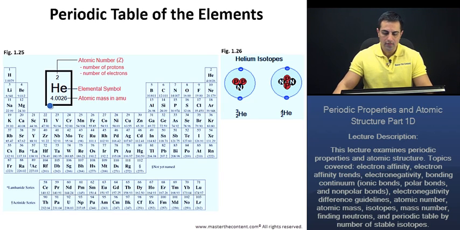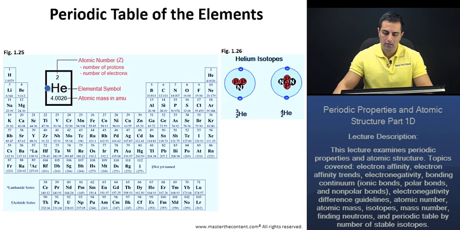Great. Let's begin by taking a look first at figure 1.25. Now, as we see here, elements on the periodic table are going to be separated by the number of protons they contain within their nuclei. The number of protons contained within their nuclei is given by the atomic number, as you see up here. The atomic number is the number on top of your elemental symbol.